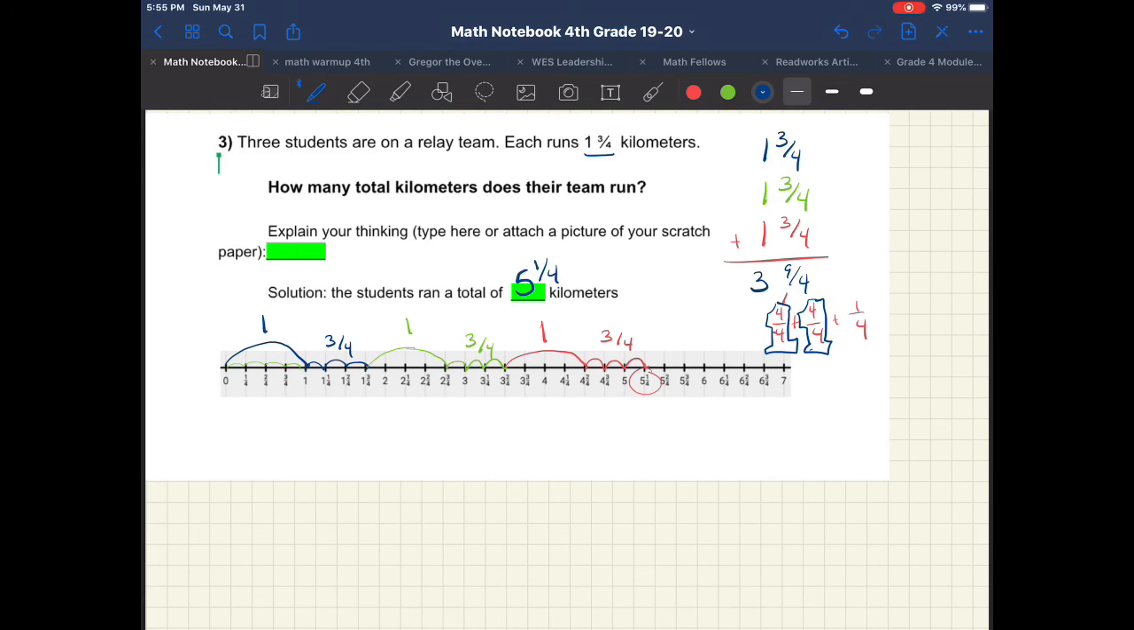And of course, you either explain how we did all that here, or you take a picture of your scratch paper. Okay, there is your key for lesson 19.